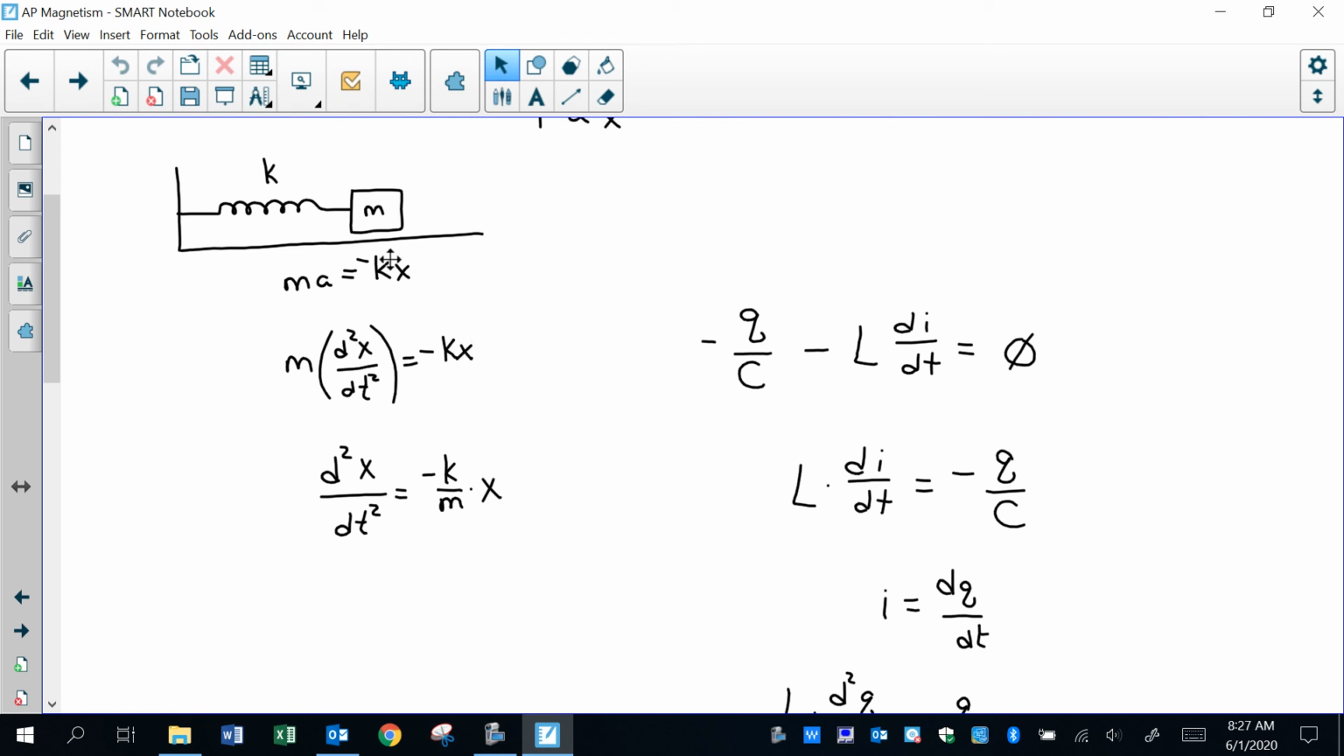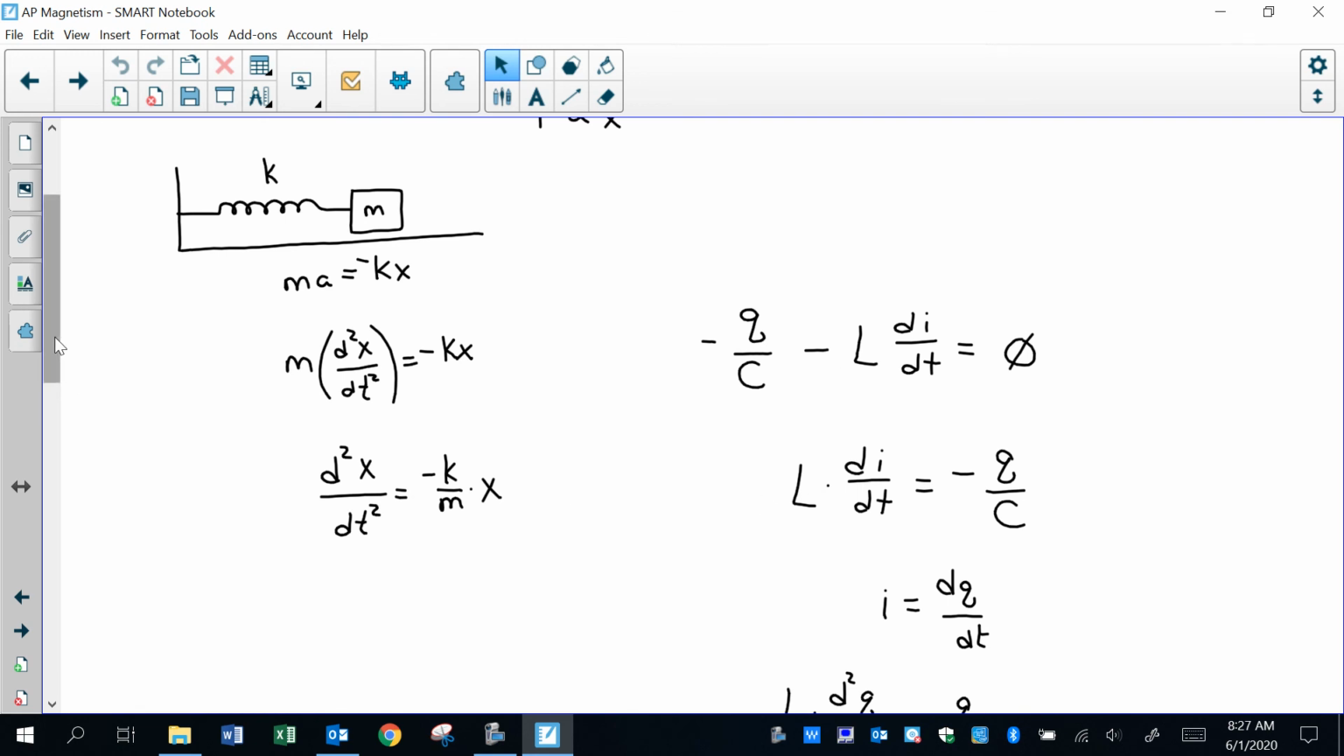And so remember, simple harmonic motion means that our force, and therefore our acceleration, was proportional to our displacement. So can we get something like this? This right here is the loop rule. I only have the two devices because we have charged it up previously.